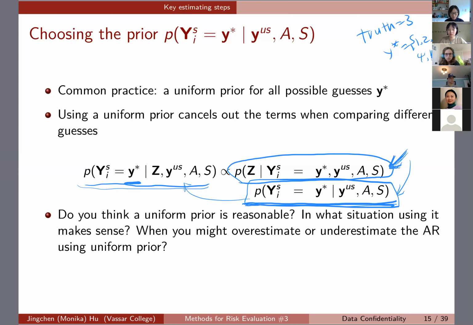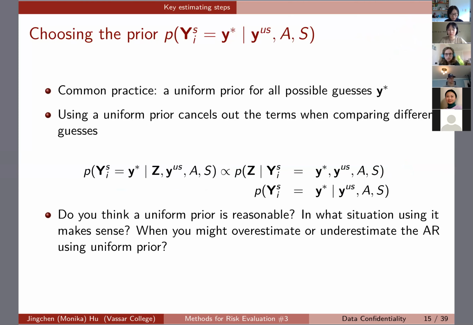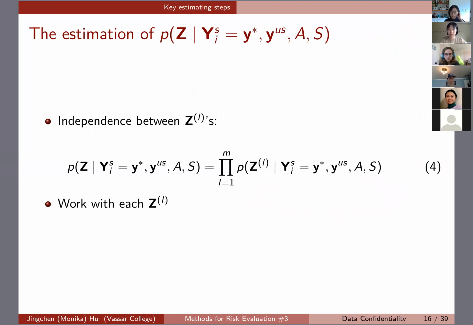Okay, all right, so sounds good. And the most challenging part, like I said, will be this part. So bear with me, let's walk through it step by step. This is the estimation of the density of Z, which is the synthetic data, given a particular guess of Y star, and then all of the other information. Because you might have more than one synthetic data set that you generate, this Z is a collection of all of them.